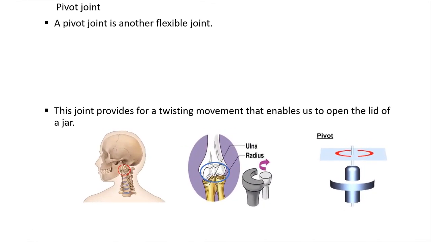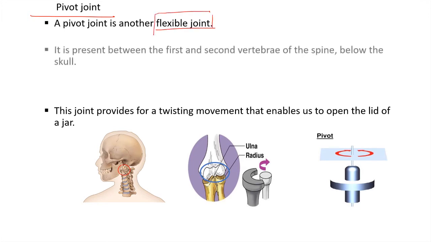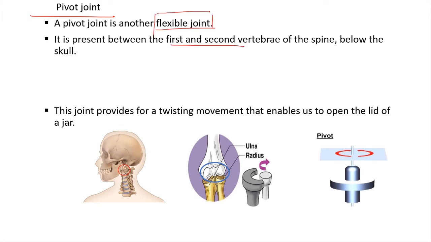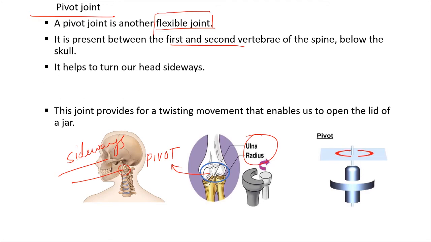Pivot joint. A pivot joint is another flexible joint. It is present between the first and the second vertebrae of the spine below the skull. It helps to turn our head sideways. A pivot joint is also present between the bones of the forearm, the radius and ulna. This joint provides for a twisting movement that enables us to open the lid of a jar.